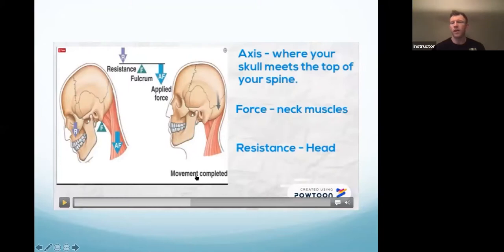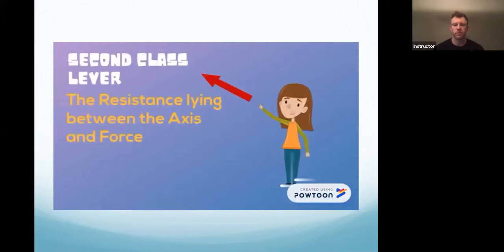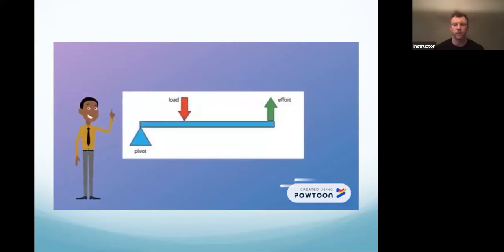And again, sorry, I might have said that wrong. Pulling your head back is going to be the force, right? So this shortens, and that's what brings your head back up and facing forward. So that's where your force is coming from. So now the load is between the fulcrum.